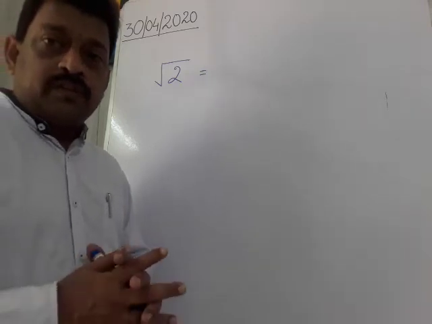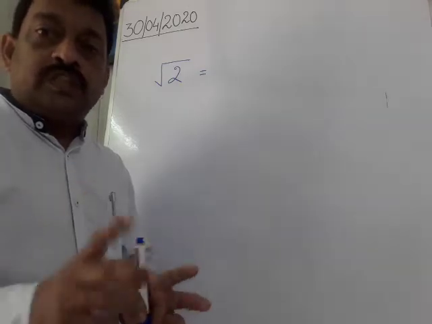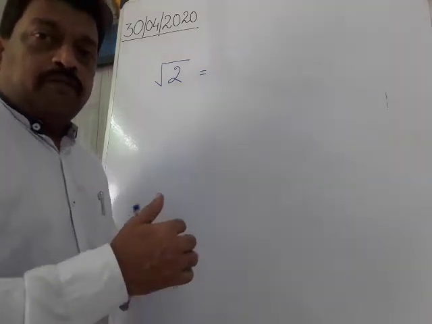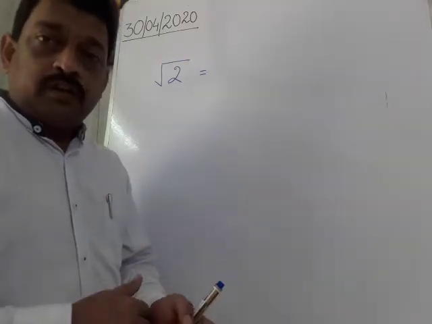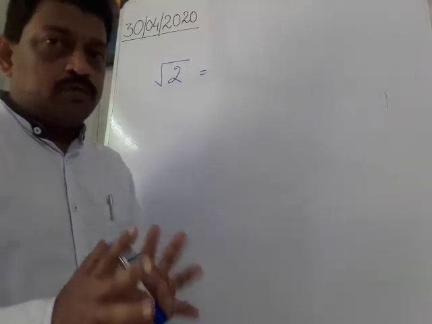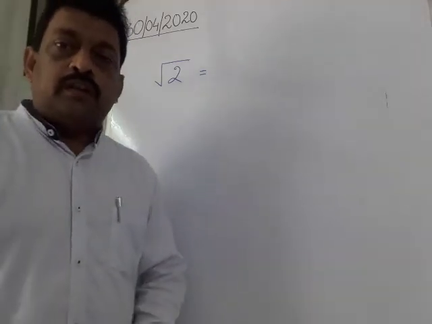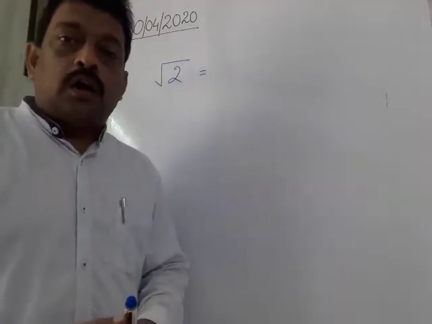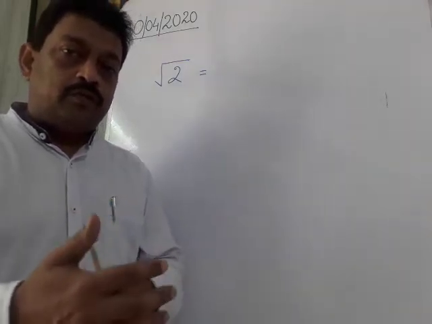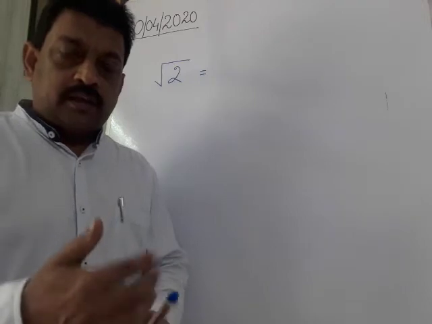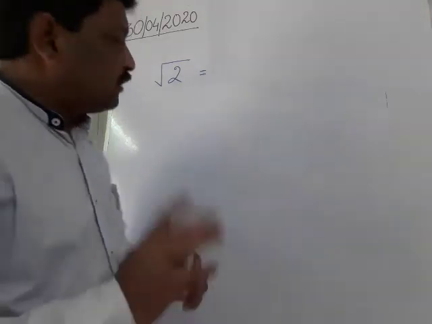Now if the question says to find the square root of 2 up to 2 decimal places, then we have to find the square root first up to 3 decimal places, and then round it off to make the answer up to 2 decimal places. And if the question is asked to find the square root of 2 correctly up to 3 decimal places, then we have to go for 4 decimal places and then round it off to 3 decimal places. So let me show you.